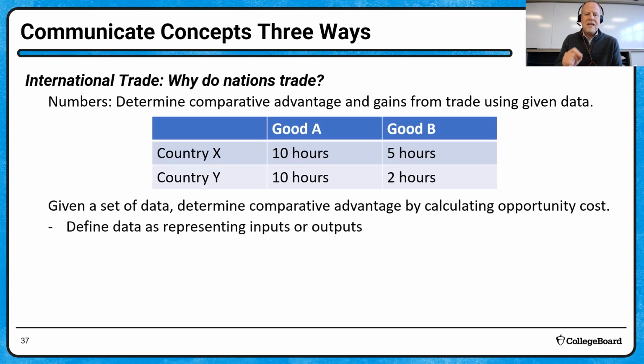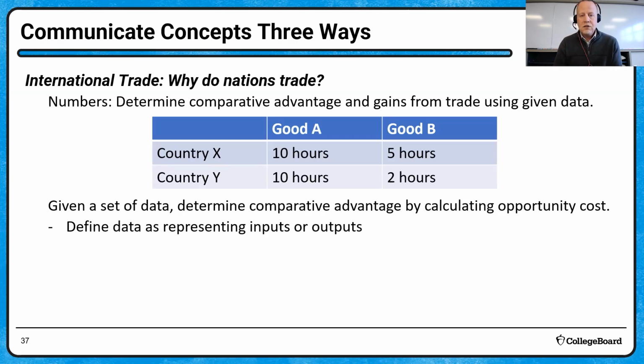And the first thing we have to do is define the data. Pause, take 10 seconds, and define for yourself what kind of data you have been given. Does the data in this table, and this is pretty common how it's presented, represent inputs to production or outputs from production? Remember, inputs go in, outputs come out.